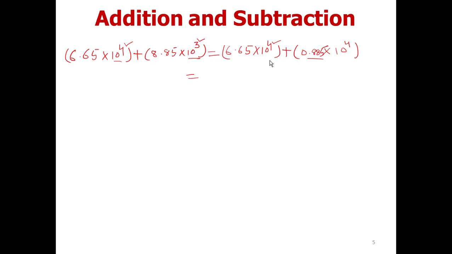10 raised to power 4 is common, so we have 6.65 plus 0.885 into 10 raised to the power 4. So if you add it, it will be 7.545 into 10 raised to the power 4. So this is the answer. So the only thing is we have to be careful that when we have to add exponential numbers, we have to make these exponents same.